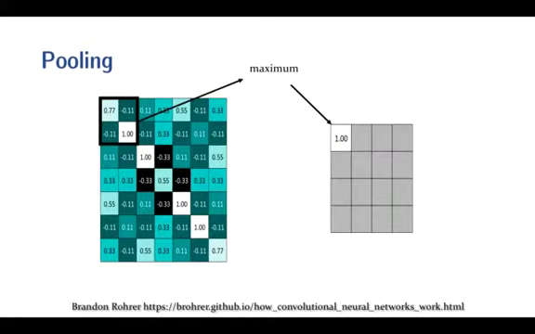Okay, let me show you how that happens. So in the pooling layer, you take these. So this is the output.